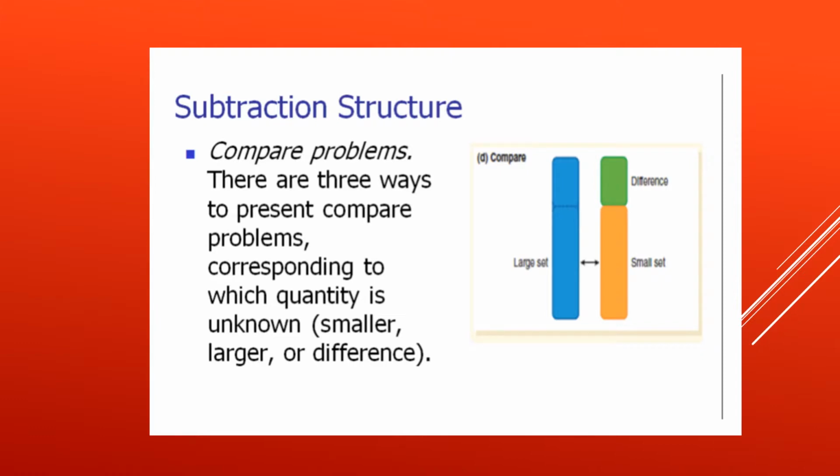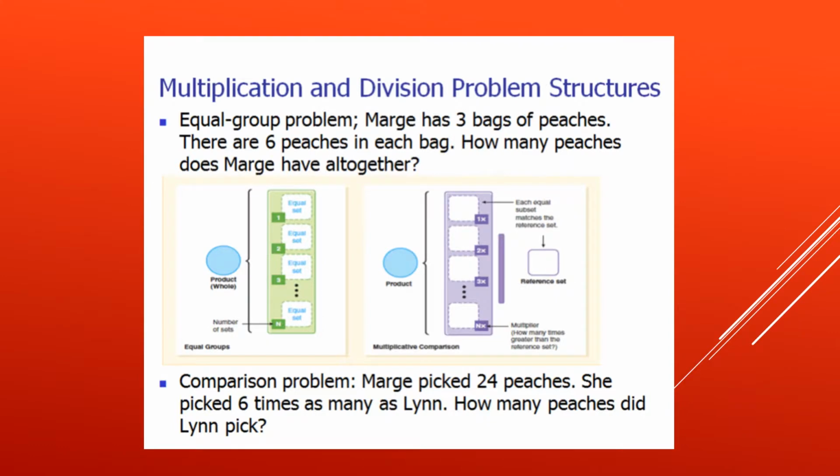Now we go on to the actual subtraction structure, which is basically comparison problems. And there are 3 ways to represent them. So we look at which quantity is unknown, either the smaller number, the larger number, or the difference. If the difference is unknown, we could still stick with George and Sandra here. George has 12 pennies, Sandra has 8 pennies. How many more pennies does George have than Sandra? Or how many fewer pennies, we could say. So that is a way to describe the subtraction structure.